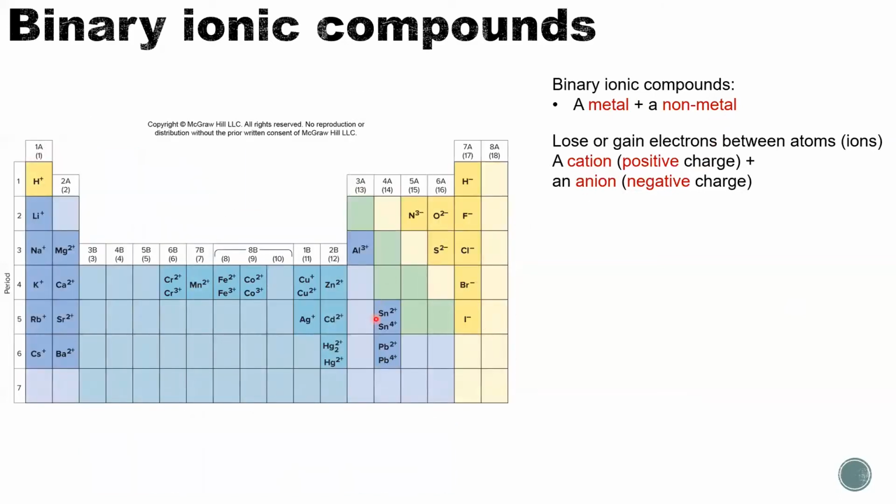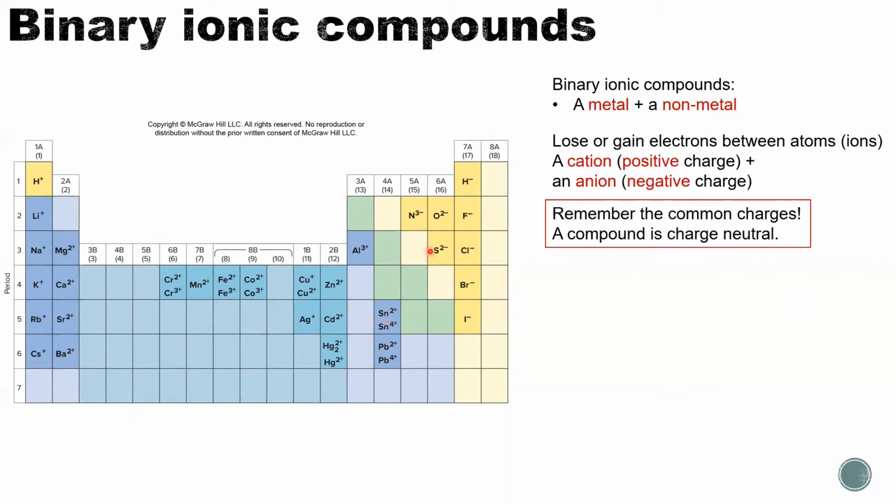Here is a picture showing the common charges of elements in the periodic table. You need to remember these common charges. If I give you oxygen and ask what the common charge of oxygen is, you should know it's -2. When you put metals and non-metals together to make a binary ionic compound, remember it's always charge neutral. So you need to adjust some of the subscripts to make sure it's charge neutral.